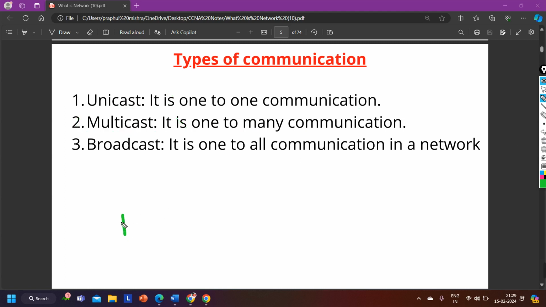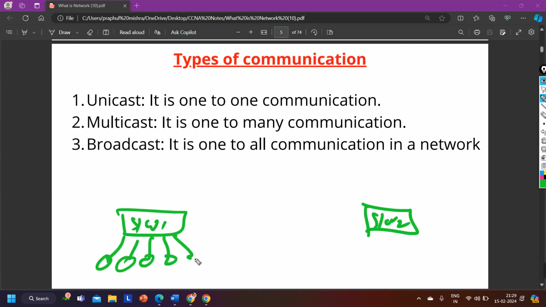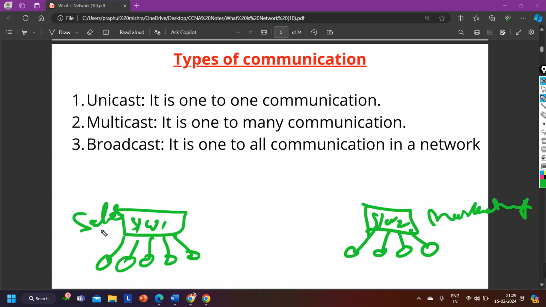Let's say I have a network like this. I have one switch here. I have another switch here, switch 2. Let's say this is the sales department. There are some computers. This is the sales department. And this is the marketing department. There are again some users. Marketing department, right? Now we need to connect these two networks together.